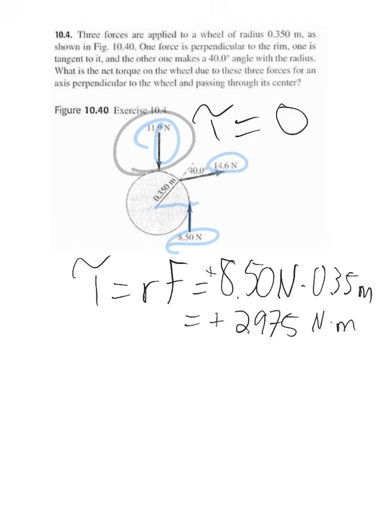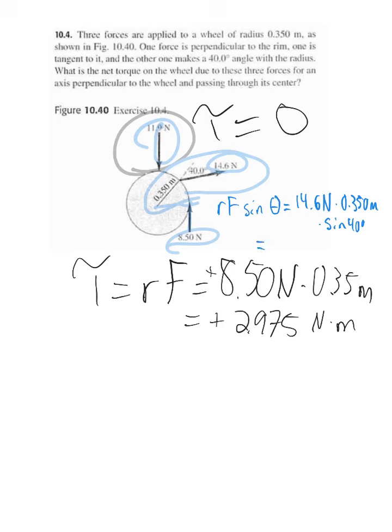But the one that's on top here is going to be a little bit different. Okay, this one, you can see it's at an angle. So to calculate that one, we're going to have to take our F sine of theta. Okay. And the theta we're talking about here is going to be the 40 degrees. So it's going to be 14.6 newtons times the same radius, 0.350 meters, times the sine of 40 degrees. Okay, remember, we want the component that's going to be perpendicular to the radius.